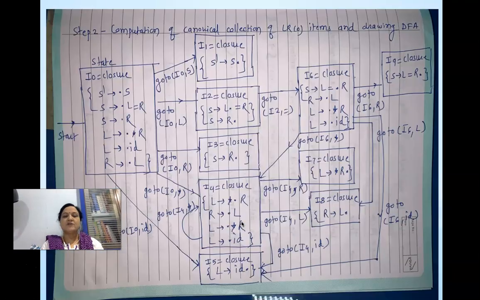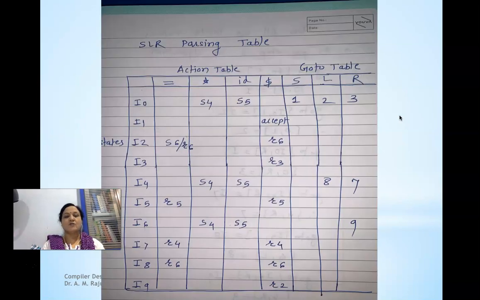With this we have finished the shift entries, because I7 is a complete item, I8 is a complete item, and I9 is also a complete item, meaning after the dot nothing is there. So we cannot have any further shift entries. So shift entries are over.